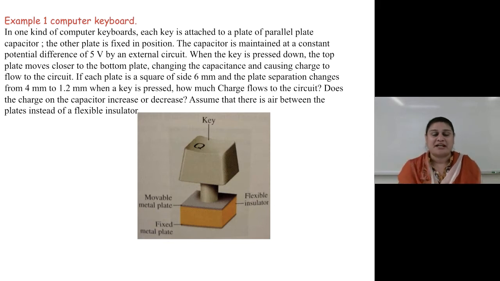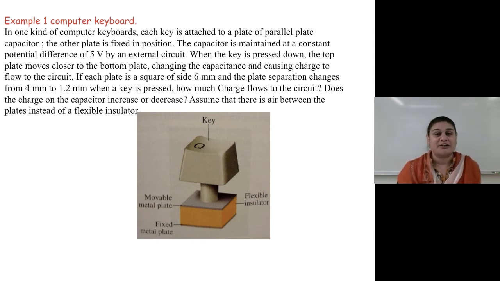When the key is pressed down, the top plate moves closer to the bottom plate, changing the capacitance and causing charge to flow into the circuit. If each plate is a square of side 6 millimeters and the plate separation changes from 4 millimeters to 1.2 millimeters when a key is pressed, how much charge flows into the circuit? Does the charge on the capacitor increase or decrease?